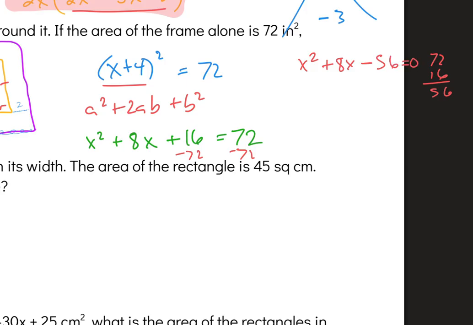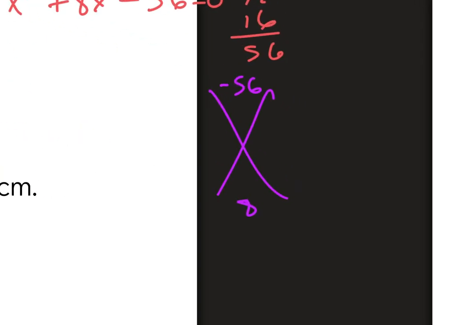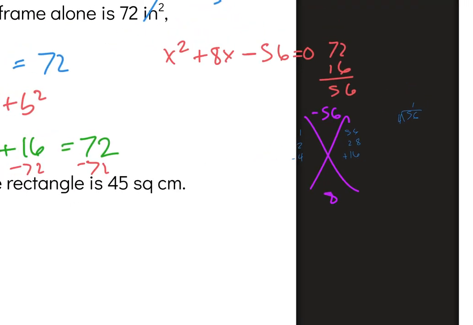So can we factor that? Well, the factors of negative 56 to give us positive 8. Let's see. Here, I'm just going to start listing factors. So the factors of 56 are obviously 1 and 56, 2 and 28. Can't do 3. Can you do 4? I think you can. It's 4, and that one actually might be it. 4 and 16. Yep, there we go. So it's going to be positive 16 and negative 4, okay?